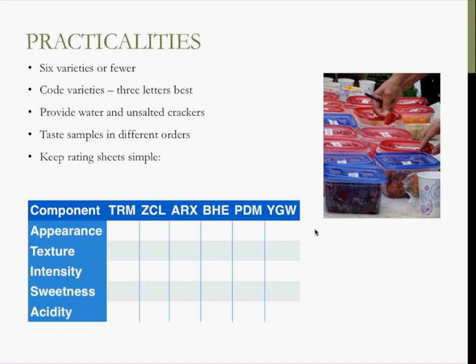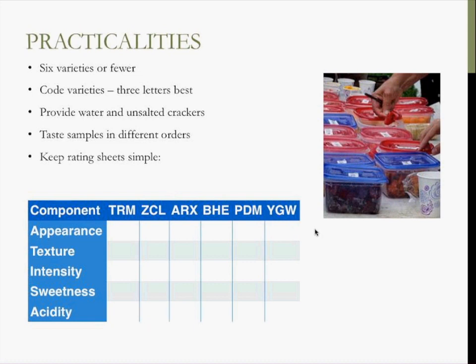In terms of practicalities, what we do is we take a representative sample from the plot, we cut it up, put it in a container, and label it with a 3-letter code. We try to focus on 6 varieties or fewer, and we provide people with water and unsalted crackers if they need a palate cleanser in between.